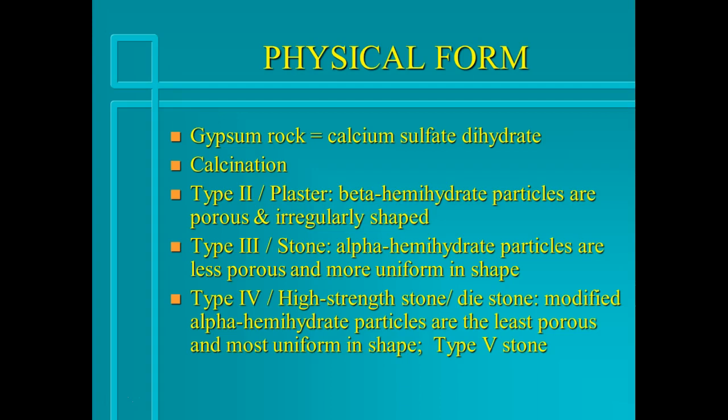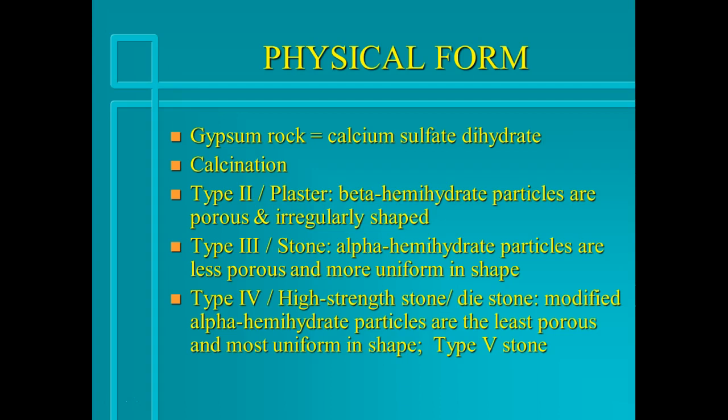When we talk about type 2 gypsum products, we're actually talking about plaster. And plaster, or type 2 gypsum, is made up of beta hemihydrate particles. They are porous and also have an irregular shape.